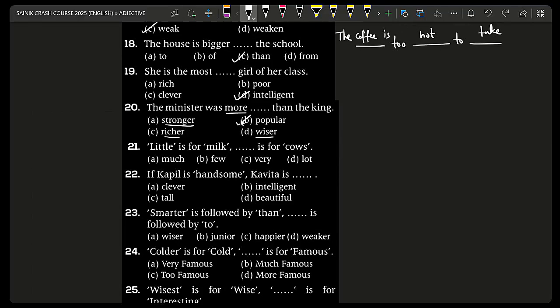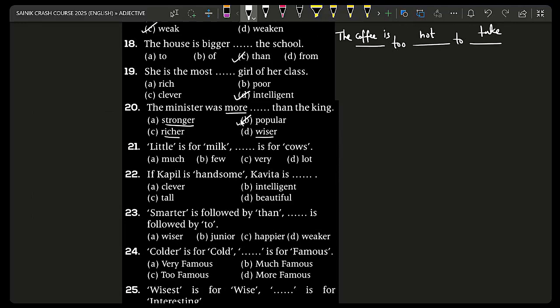Little is for milk. Dash is for cows. Lot. Lot is for cows. We say lot cows. Little means milk. We are saying only a little amount of milk. Cows, a very small number of cows are there. What is the word we use?